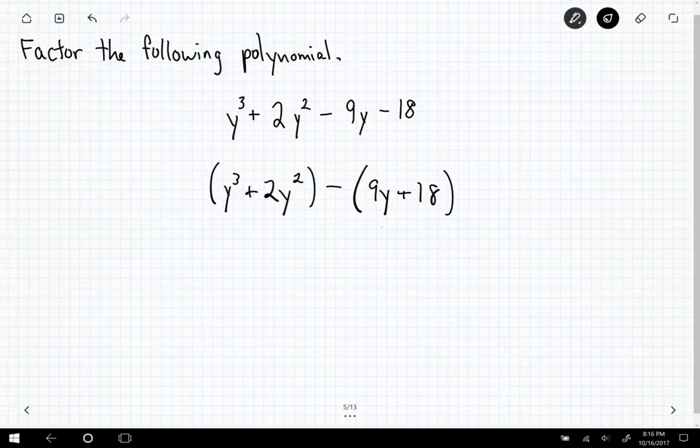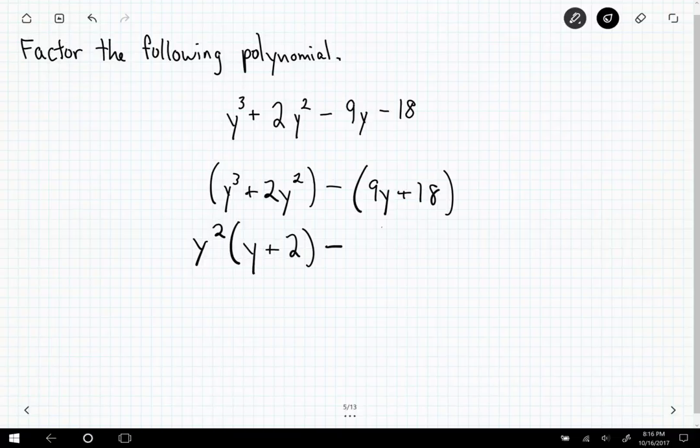Taking a look at this, now what do we have? Well, the first term, what's in common between those two things? Well, it looks like a y squared. And so we'll factor that out. So we're left with y squared times y plus 2, that quantity there. And the reason why, when you go y squared times y, you get y cubed, which is that first term. And then when you go y squared times 2, you get 2y squared, which is that second term.